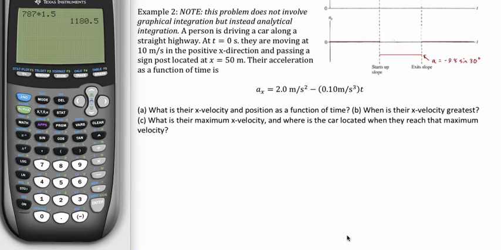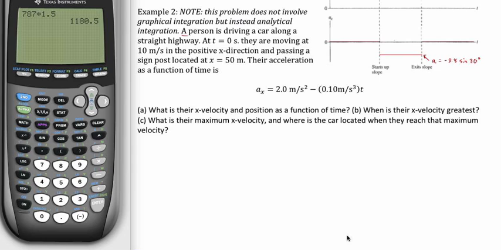This is example 2 from lecture 4, part 1. Okay, so this problem says, first of all, note that it doesn't involve graphical integration, but instead analytical integration. This is just a note because this section is on graphical integration, understanding acceleration, velocity, and position, and the relationship between them as the area under the curves. However, it's just as useful to think about how to do the antiderivative or the integral and think about the meaning of that.